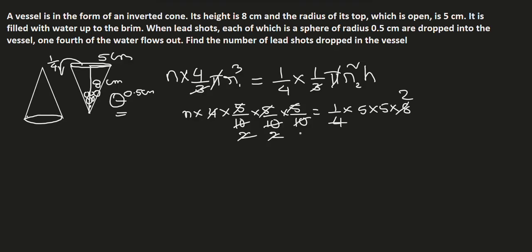5 2 times. n is equal to 5 into 5 into 2 into 5 into 5 into 2, divided by 2 becomes 2. 5 5s are 25, 25 2s are 50, 50 2s are 100 lead shots. That's all.